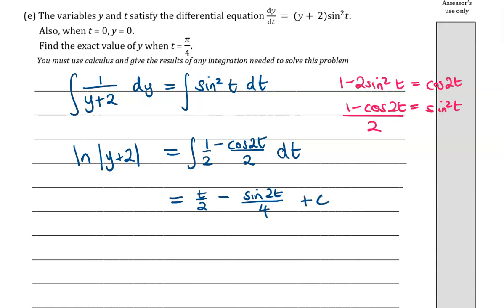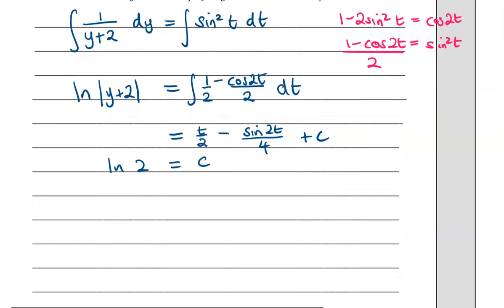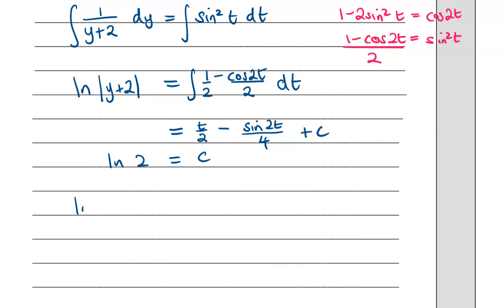plus c. Next is to work out what that plus c is by using that when t is 0, y is 0. So we get ln 2 is equal to 0 minus 0 plus c, so therefore c is equal to ln 2. So back to our equation, we have t over 2 minus sine 2t over 4 plus ln 2. And let's see when we want to work that out.